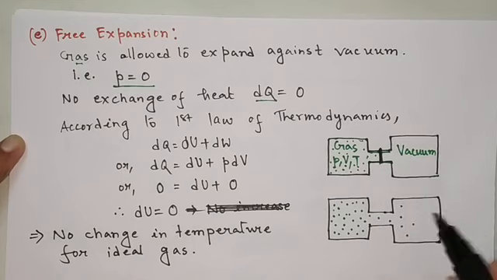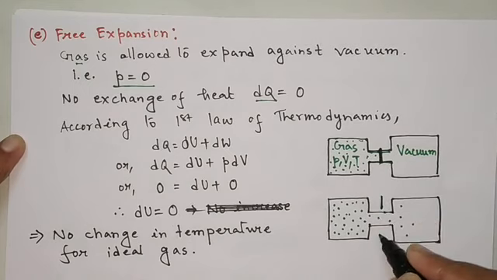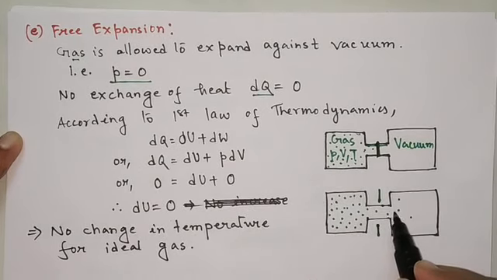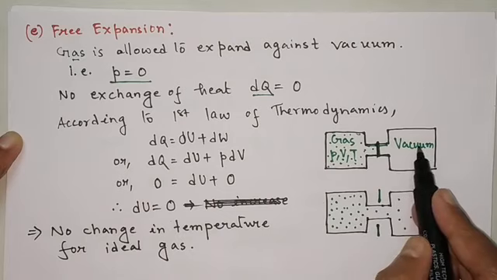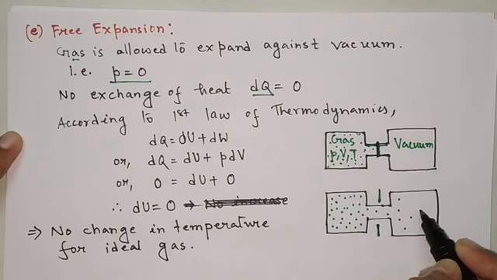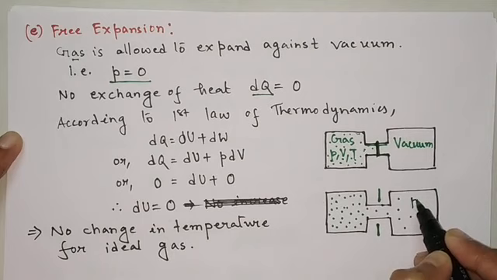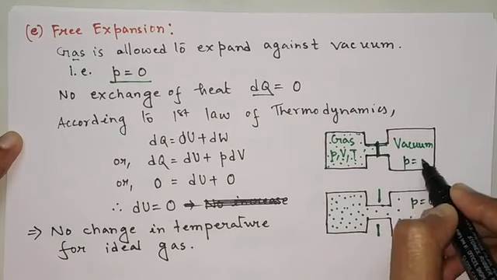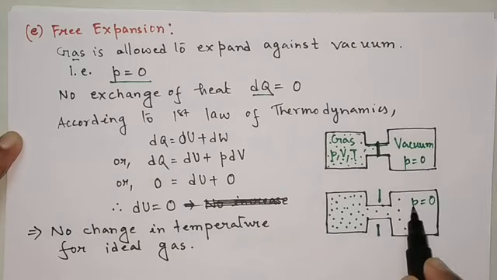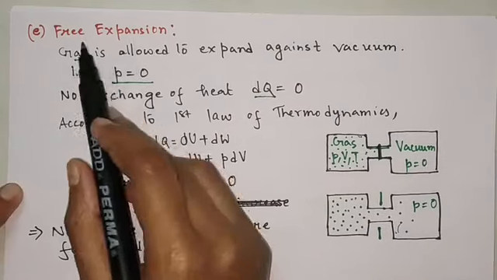Now if the barrier is taken out, then what will happen? Now the gas will expand from this first vessel to this second vessel. Now you see, this second vessel was vacuum. That is, the pressure over here was 0. So now you see the gas is expanding against a pressure of 0. This is the phenomenon of free expansion.